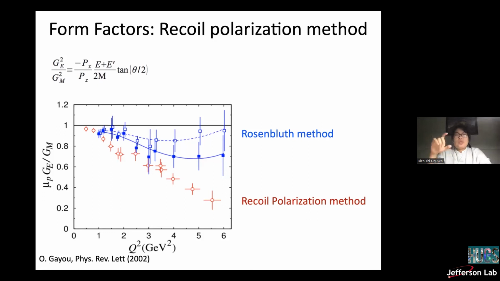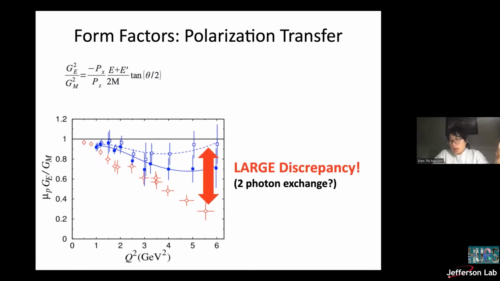But the point to take away is that now we want to compare the ratio GE and GM from two measurements. The blue here is from the Rosenbluth method we just discussed earlier, and the red one here is from this recoil polarization method. We expected them to be the same, but actually they have a very large difference between the two methods. It's still a big question for people to understand why they are so different. One of the biggest assumptions people use to explain this difference is called the two photon exchange.